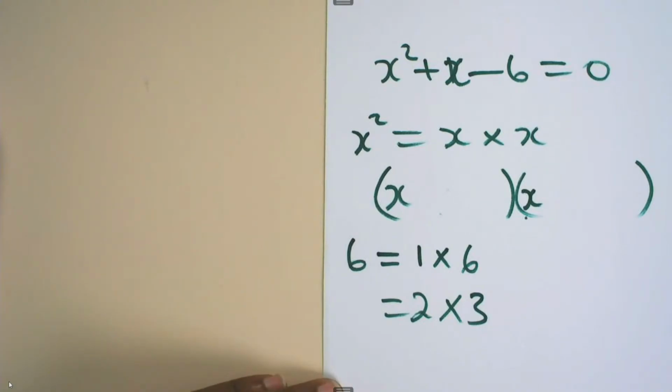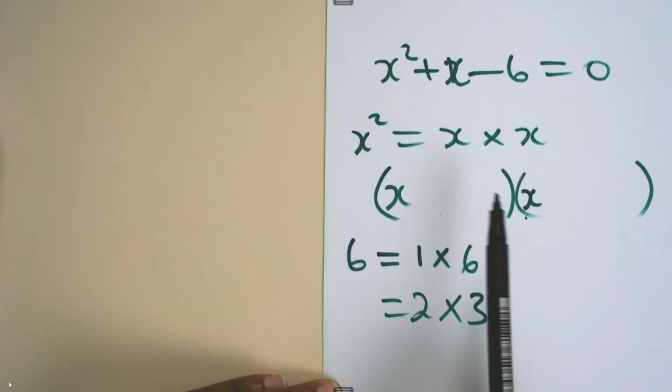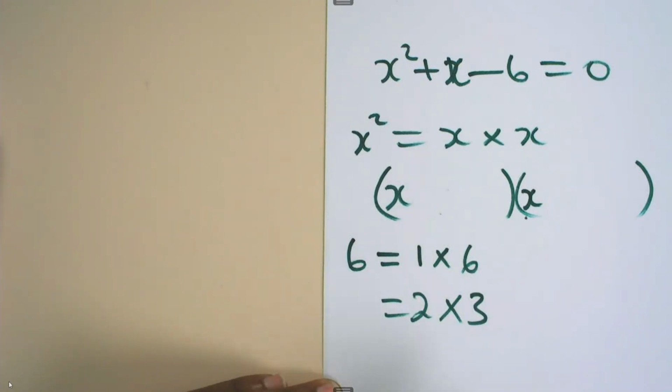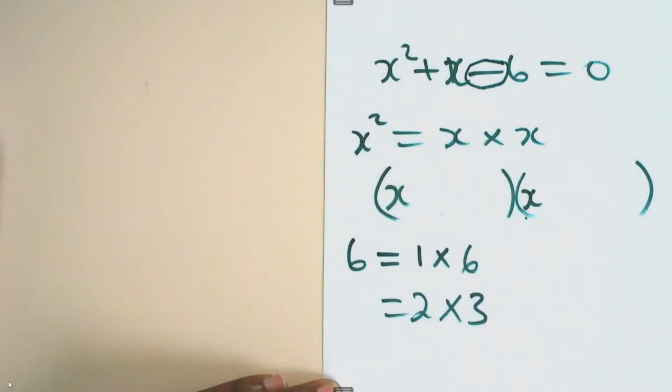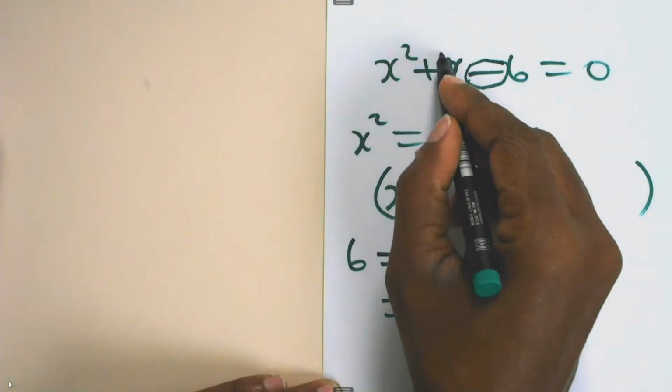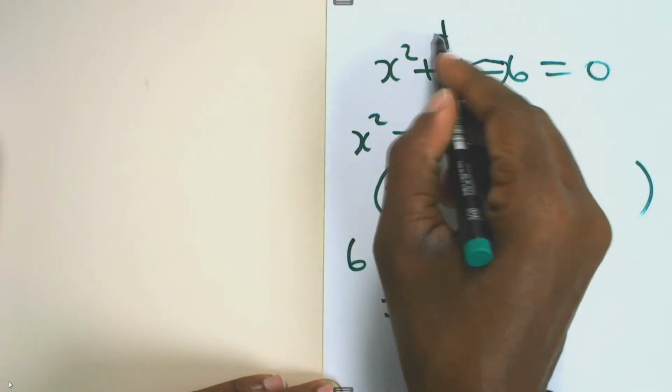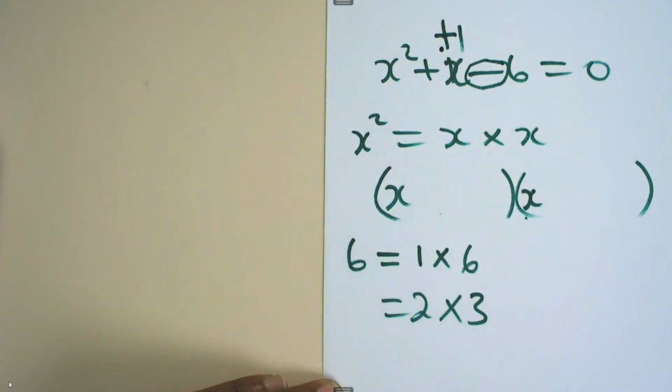Now, the second step, we will have to look at the sign of the last term. The sign of the last term is negative. That simply means the factors that we are going to get, we are going to subtract them in order to get the coefficient of the middle term, which in this case will be positive 1.